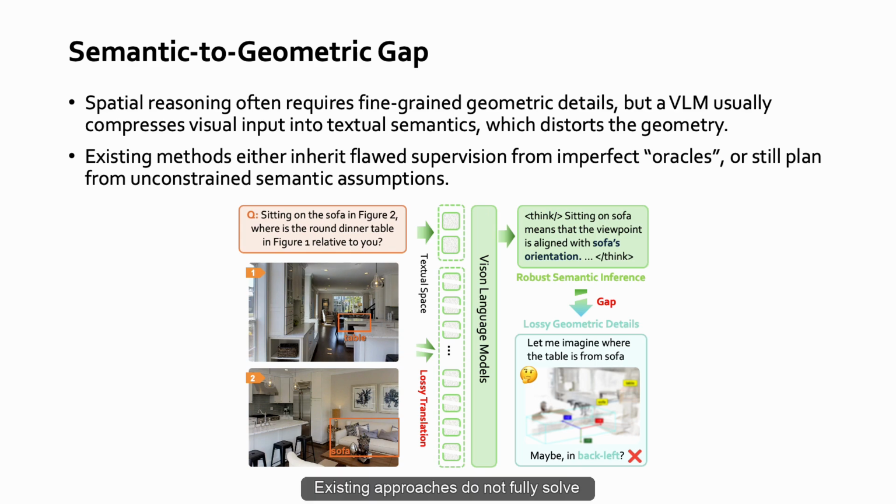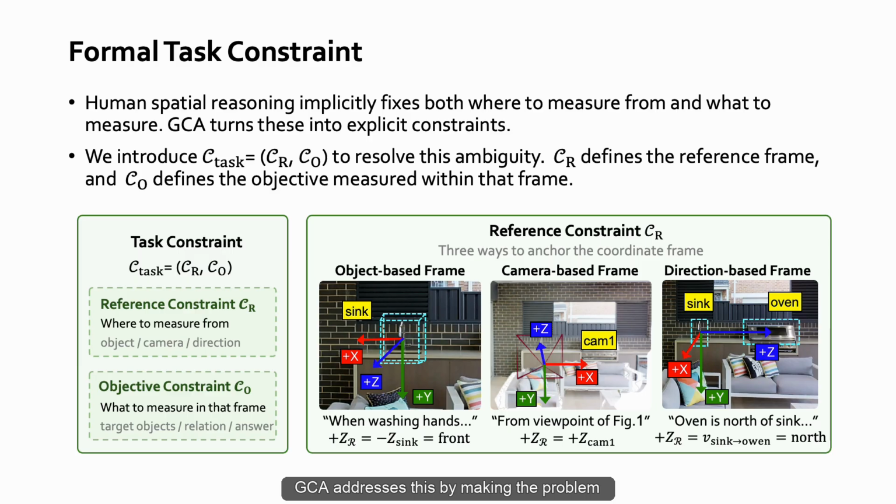Existing approaches do not fully solve this. Training-based spatial VLMs may inherit flawed supervision from imperfect oracles. Tool-using agents can call geometry tools, but may still plan from unconstrained semantic assumptions. GCA addresses this by making the problem definition explicit before computation.